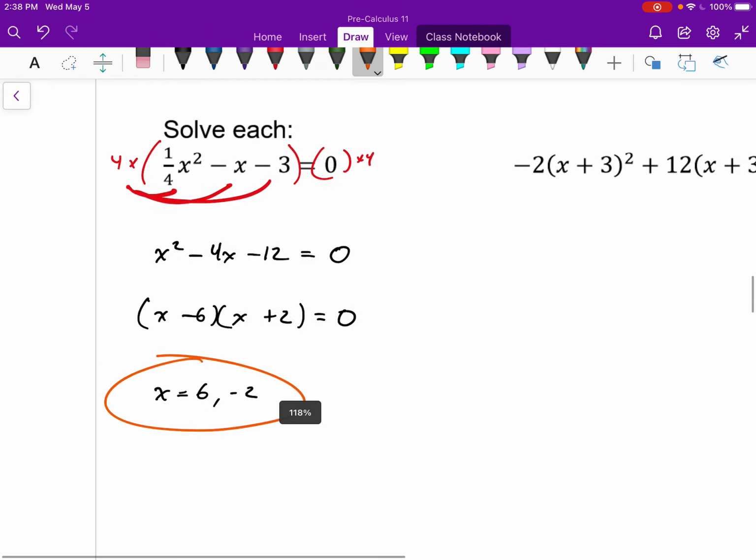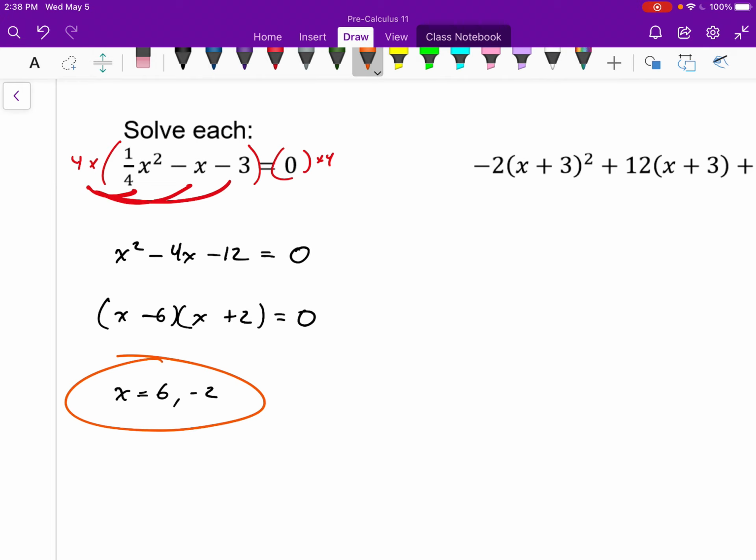So in the end, that 1/4 in the front wasn't a big deal. Again, I could have an equation. I can multiply both sides by any number I want. As long as I'm not multiplying both sides by 0, I can multiply both sides by any number I want. In this case, multiplying by 4 made things come together quite nicely.